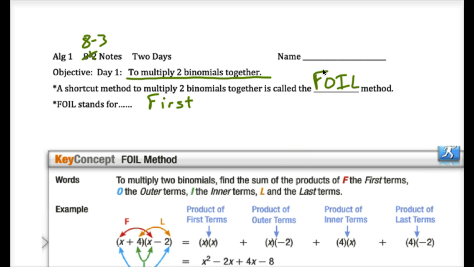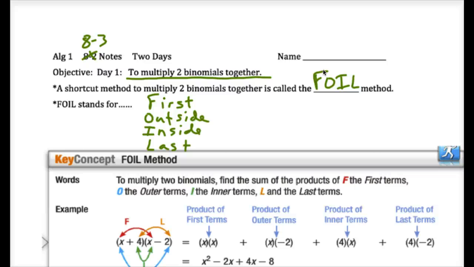F stands for first. O stands for outside. You'll see in the definition they call it outer. I remember in high school I called it outside, so I've just always called it outside. Outside, outer, same thing. Someone guess what the I stands for? How about inside, or like they call it, inner. First, outside, inside, last. It's a way to multiply two binomials together. What you're going to do is multiply first, then outside, then inside, then last. And something cool happens when you do that.